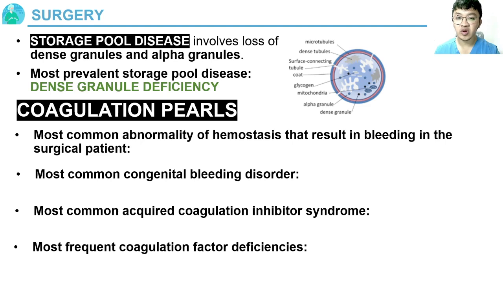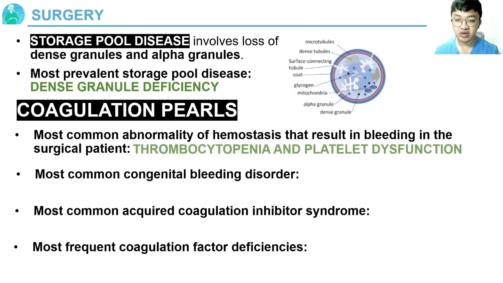Now for our pearls, what's the most common abnormality of hemostasis that results in bleeding in the surgical patient? It's thrombocytopenia and platelet dysfunction. Again, most common abnormality of hemostasis in surgical patients, it's basically just platelets. Quantitatively, if you have fewer platelets, you call that thrombocytopenia. If you have normal platelets but they're not functioning well, you have platelet dysfunction. Next, the most common congenital bleeding disorder is von Willebrand's disease.